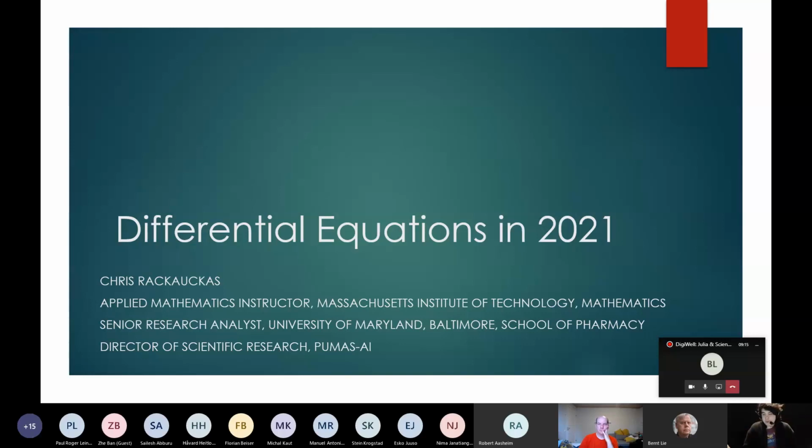As I said, I have multiple positions here. Applied mathematics instructor at MIT, senior research analyst in the School of Pharmacy at the University of Maryland, and then also the director of scientific research at Boomis AI. So I have a set of things where I'm doing pharmaceutical modeling and simulation, and also the mathematics department at MIT. It sounds like it's a disconnect, but actually all of it is differential equations under the hood. So, just a lot of differential equations.